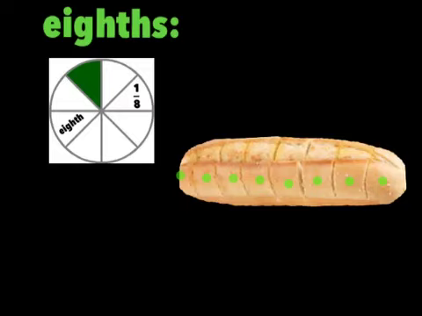Now, if I was going to eat 1/8 of this garlic bread, I would eat just one piece. If I was going to eat 2/8 of the garlic bread, I would eat 2 pieces. If I was going to eat 3/8, I would eat 3 of the 8 pieces. And if I was going to eat 4/8, I would eat 4 of the pieces of garlic bread. You can also see there that 4/8 is the same as half of the garlic bread. So that's an interesting thing to know too.